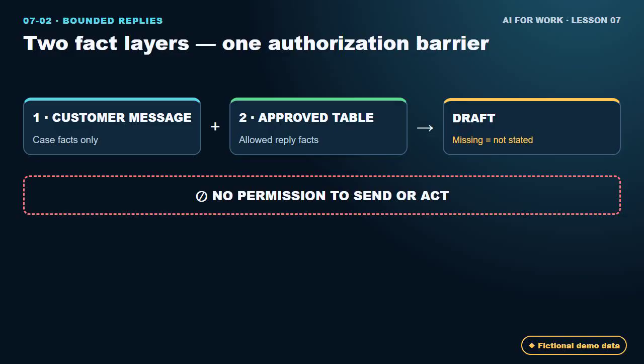For a bounded reply, separate 2 fact layers. The customer message supplies case facts. Northstar's approved reply table supplies the only customer-facing information we may add. If a fact is absent from both layers, it stays not stated. Neither layer grants permission to send or act.